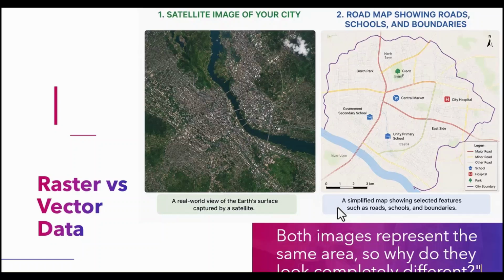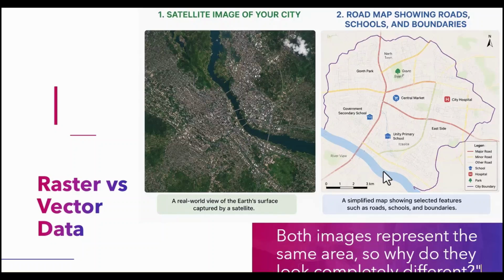Raster versus vector data. Now, this is an instance of satellite imagery of your city. It could be your city, it could be my city, but it's raster data, a satellite imagery of your city. And then the other side, number two, is the road map showing roads, schools, and boundaries. Now, one side is the real world view of the Earth's surface captured by a satellite.